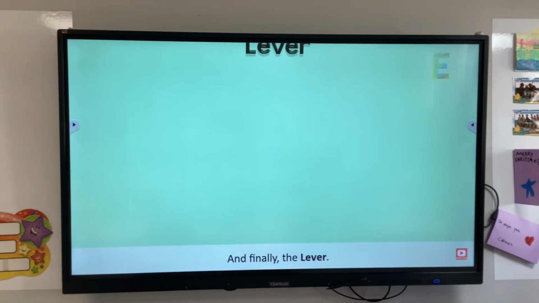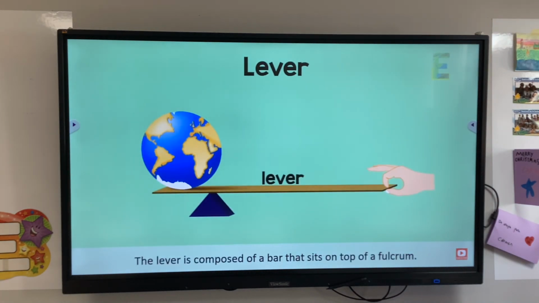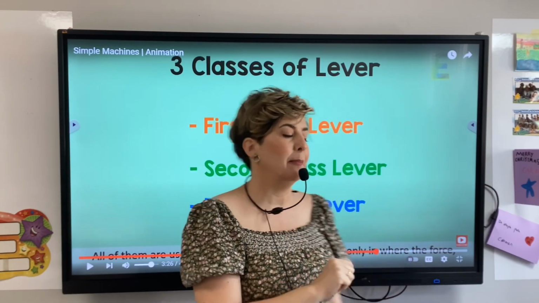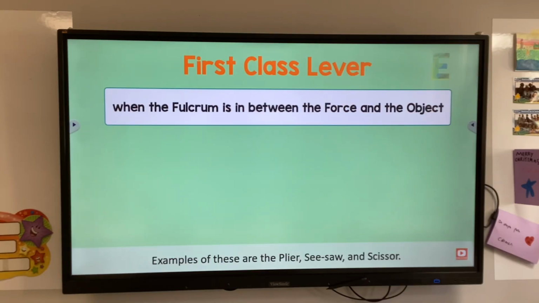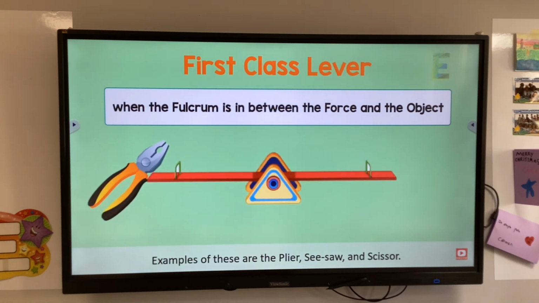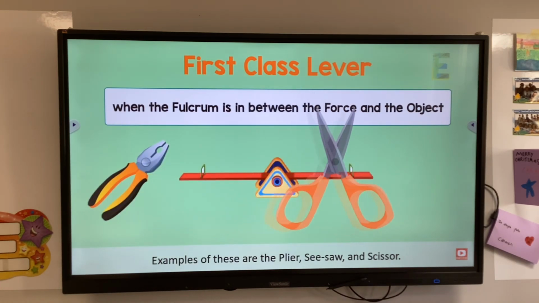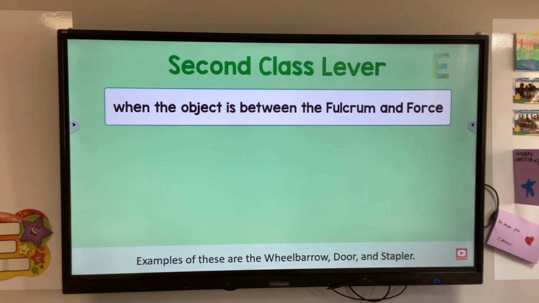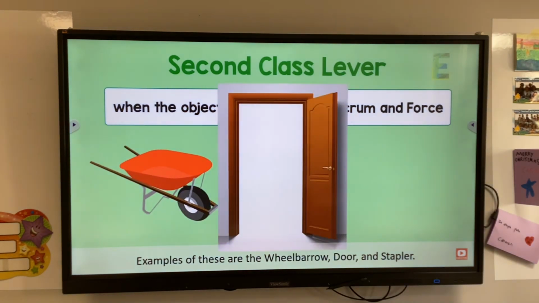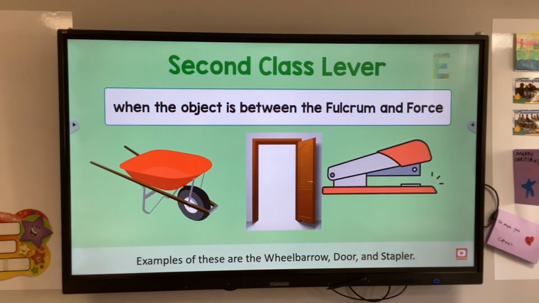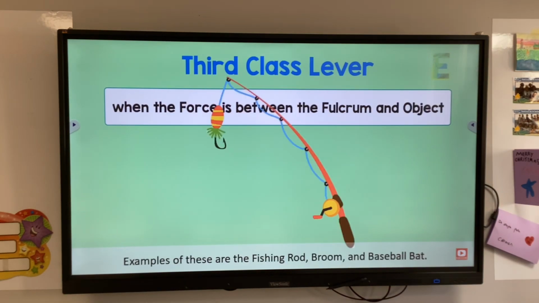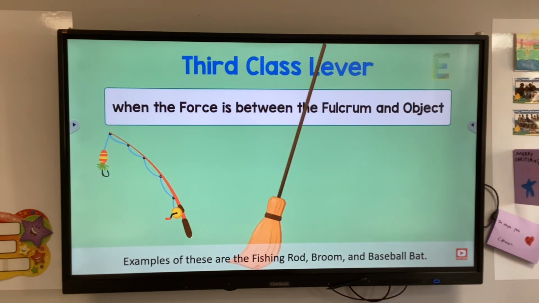And finally, the lever. The lever is composed of a bar that sits on top of a fulcrum. And let's see the examples. Examples of this are the plier, seesaw, and scissor. Examples of this are the wheelbarrow, door, and stapler. Examples of this are the fishing rod, broom, and baseball bat.